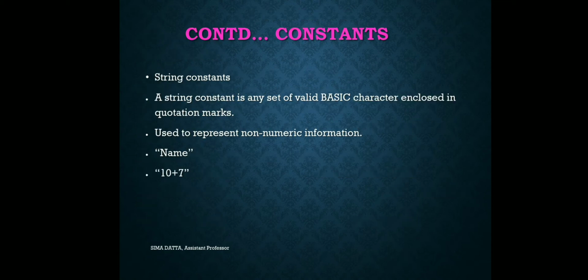Next one is string constant. A string constant is any set of valid basic characters enclosed in quotation marks. Quotation marks means double quotation. Whenever you write anything inside the double quotation symbol, that means it is a string constant. For example, "name" in double quotation, then "10 plus 7" in double quotation. These are actually string constants. String means a set of characters.